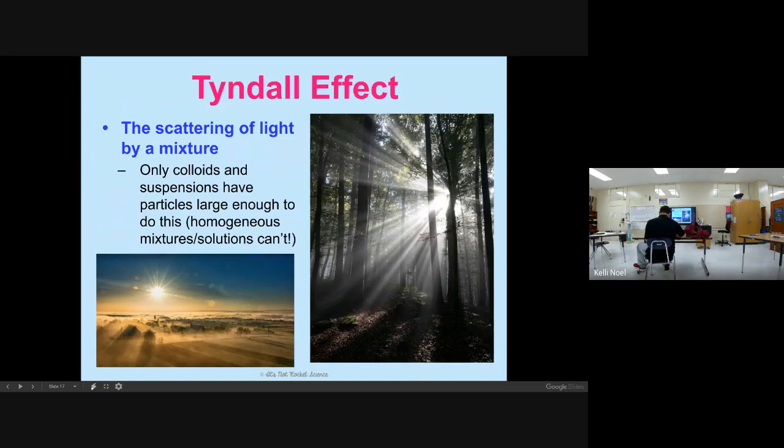And this occurs in colloids and suspensions. So this is why it is not a homogeneous mixture. I look at it as light having a hard time traveling through these substances, because it will hit a particle and then bounce in another direction. That is the Tyndall effect. So if it has the Tyndall effect, it is going to be a colloid or suspension. It will not be a homogeneous mixture. And that'll be the last thing that you put in your notes. And then you can submit the notes.